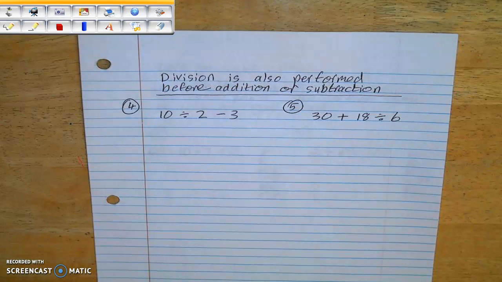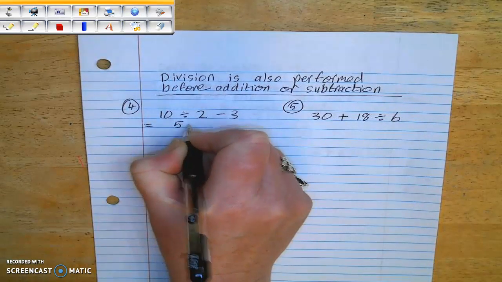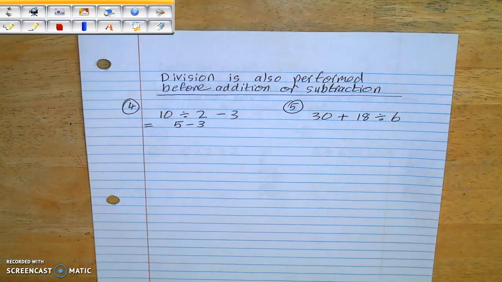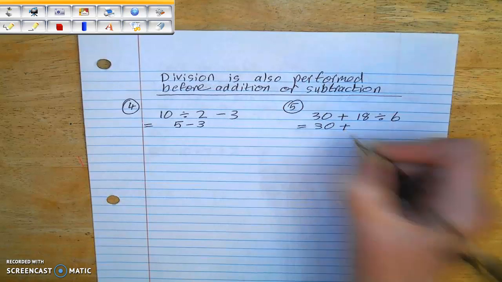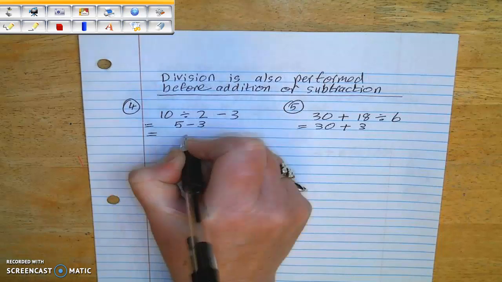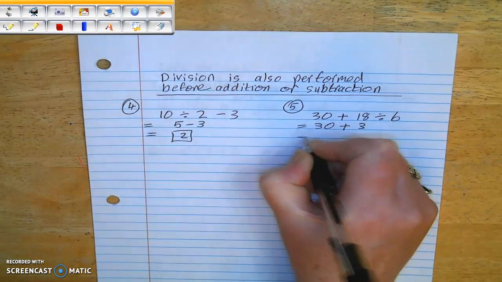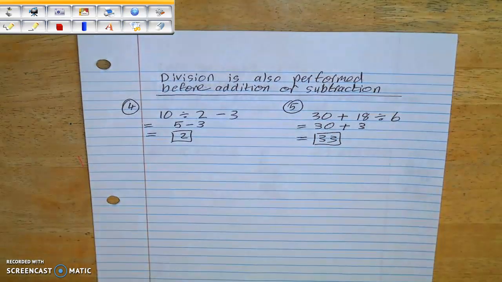I'd like you to pause the video and do both of these problems. All right, let's see how you did. So you should have 10 divided by 2, which is 5, and you do 5 minus 3. For the other problem, you should have 30 plus the answer to 18 divided by 6, which is 3. This problem, the answer is 2, and for this problem, the answer is 33. Well done. Keep going.